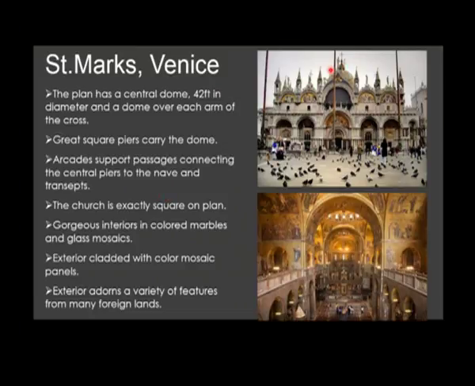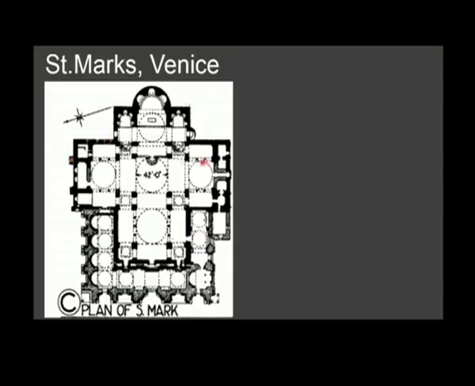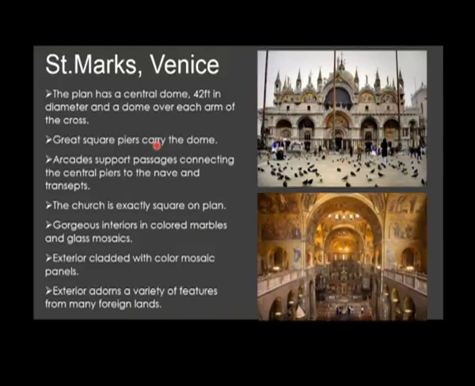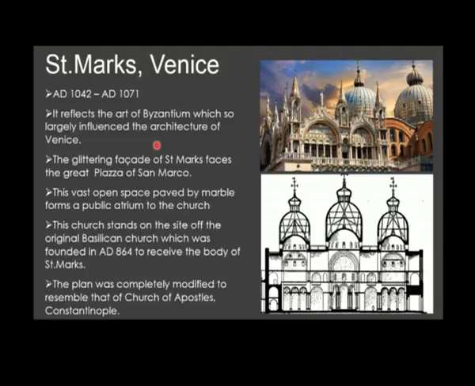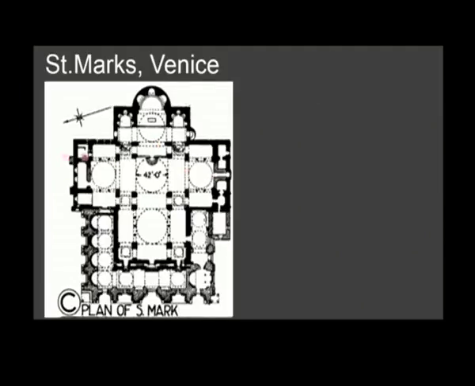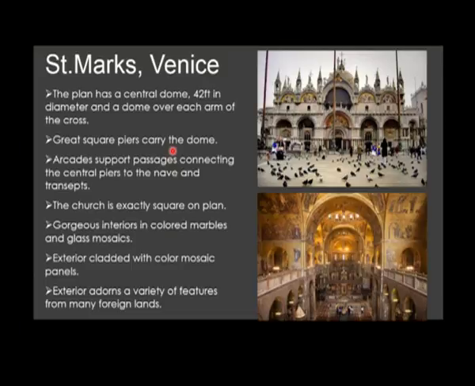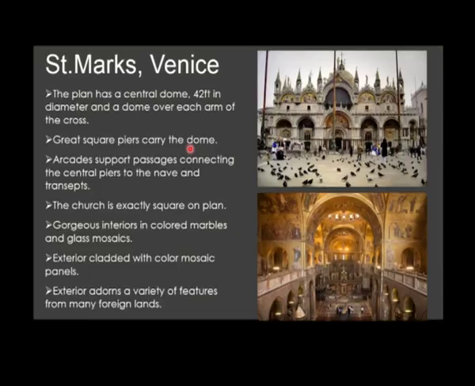That is the central dome, and there is a dome over each arm of the cross. There is a dome here, and here. So there are that many domes above the church, and the church is exactly square in plan. After you bring in all the arcades and everything, the church plan is exactly square in shape. As I said, the exterior is clad with colored mosaic panels, and the interior is gorgeously decorated with colored marbles and glass mosaics.